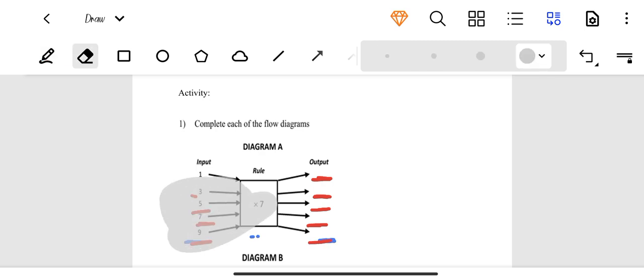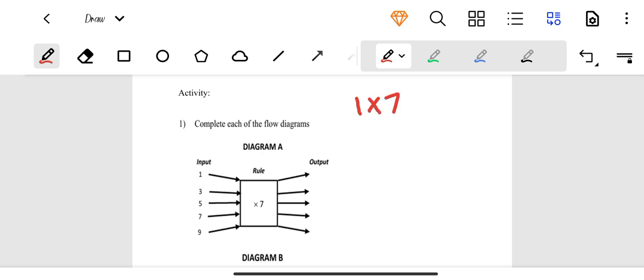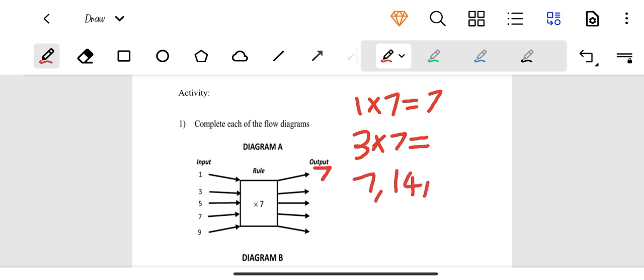Let's work this one out. Number one: 1 multiplied by 7. 1 times 7, the answer is going to be 7, and we write it next to line number 1. Number two: 3 multiplied by 7. 3 times 7 is 14 plus 7, which is 21. So the answer here is 21, and I write it on the second line.